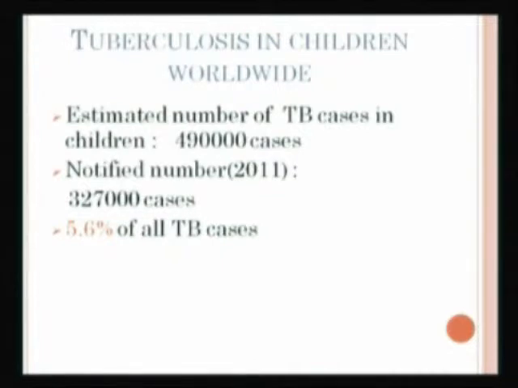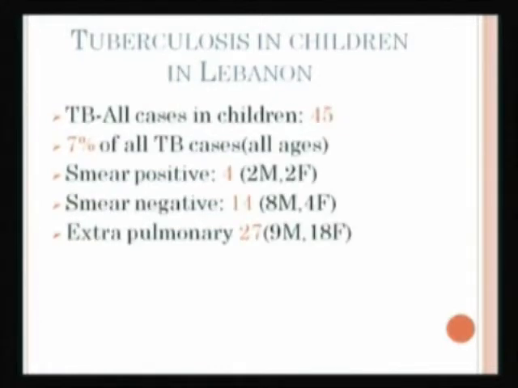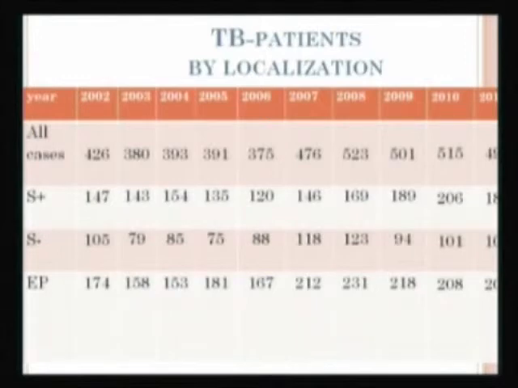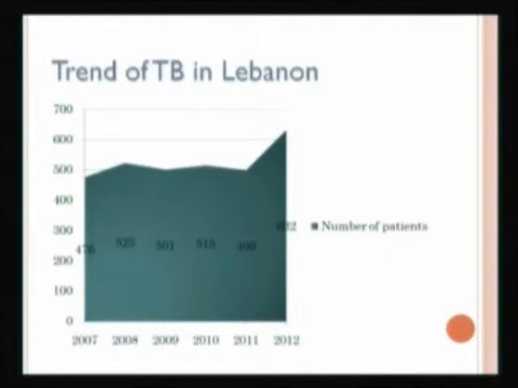In children worldwide, it's estimated to have 490,000 cases. The notified cases were 327,000 cases, which is 5.6% of all TB cases of all ages. In Lebanon, we have 45 cases, 7% of all TB cases at all ages: 4 smear positive, 14 smear negative, and 27 extrapulmonary tuberculosis. Here we have all the years of occurrence. You will see better on the graph.